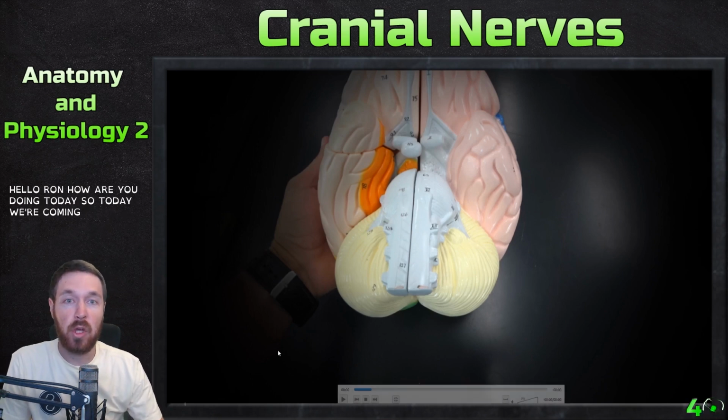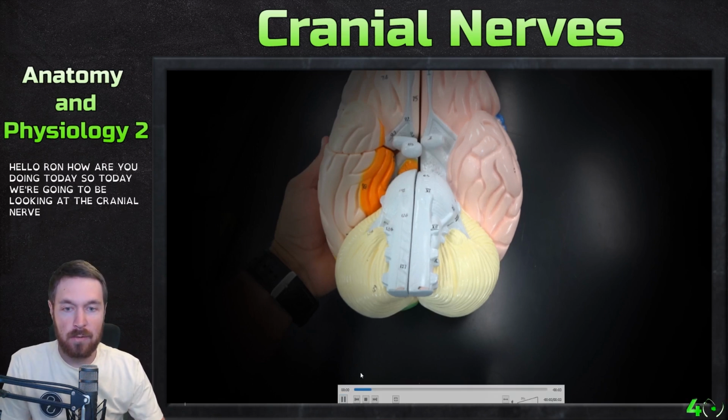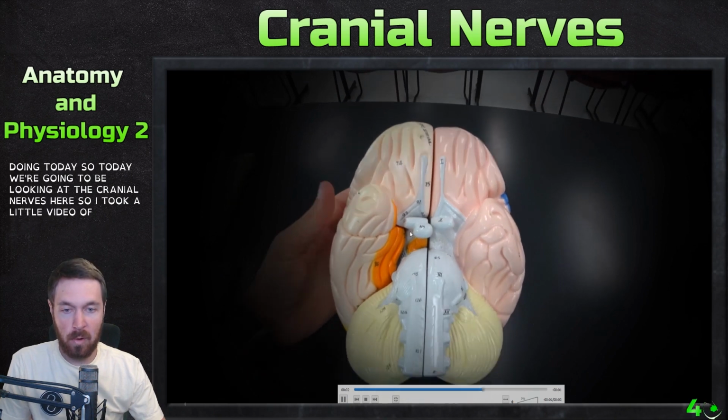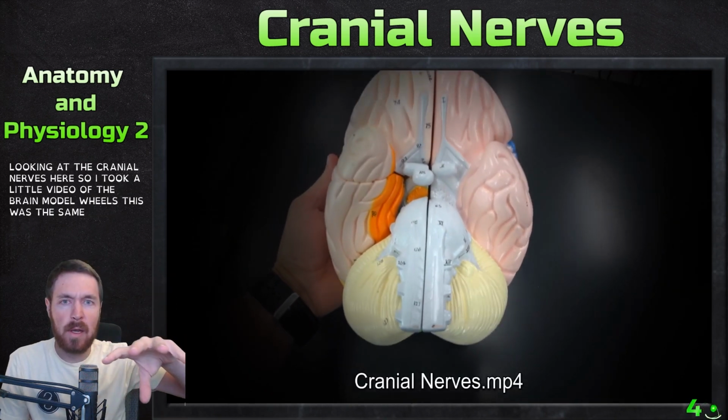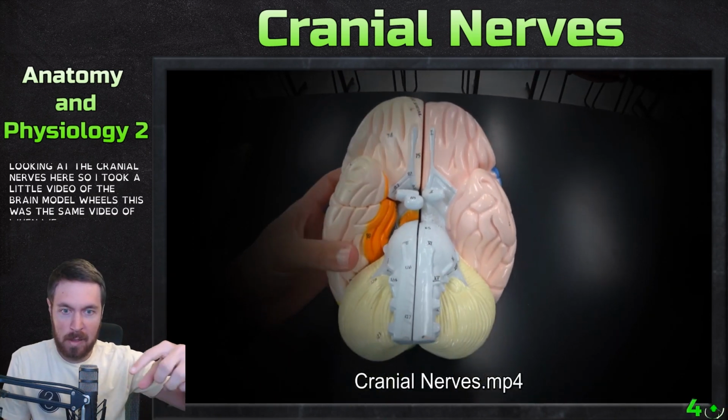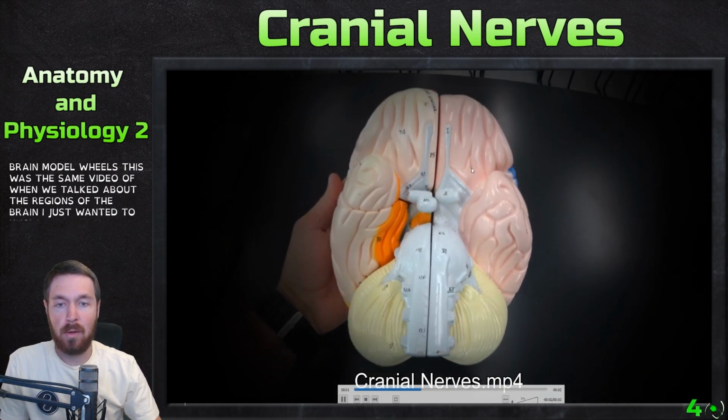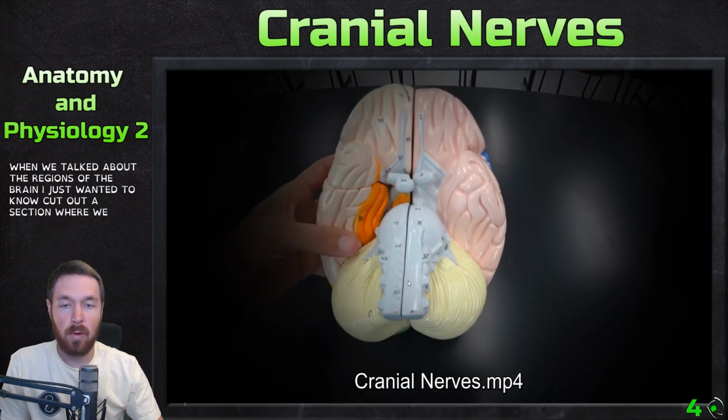So today we're going to be looking at the cranial nerves here. I took a little video of the brain model. This was the same video from when we talked about the regions of the brain. I just wanted to now cut out a section where we can focus on the cranial nerves.